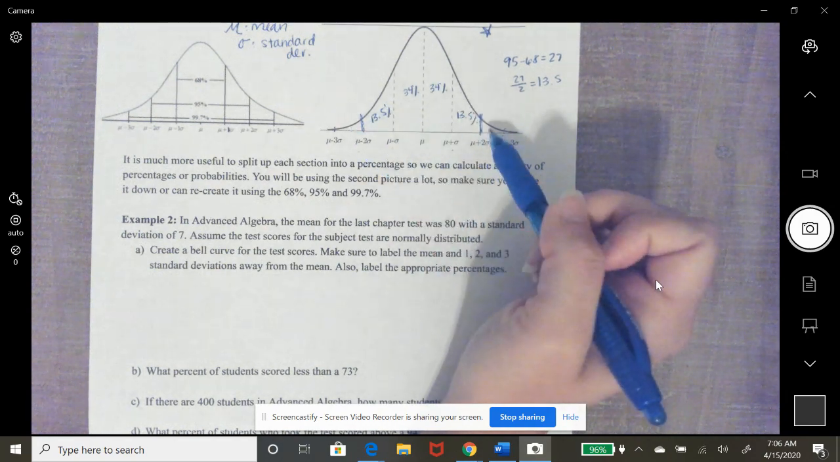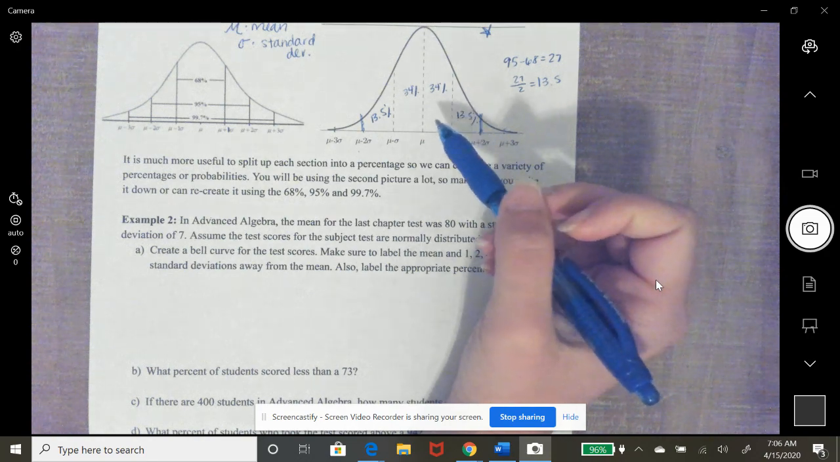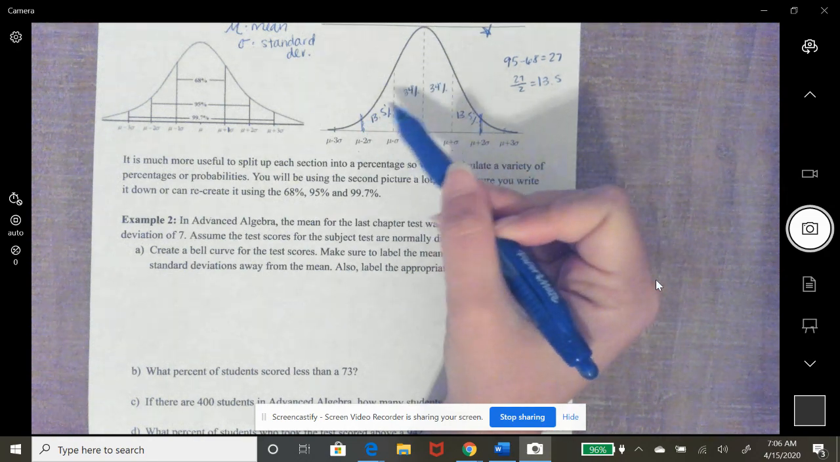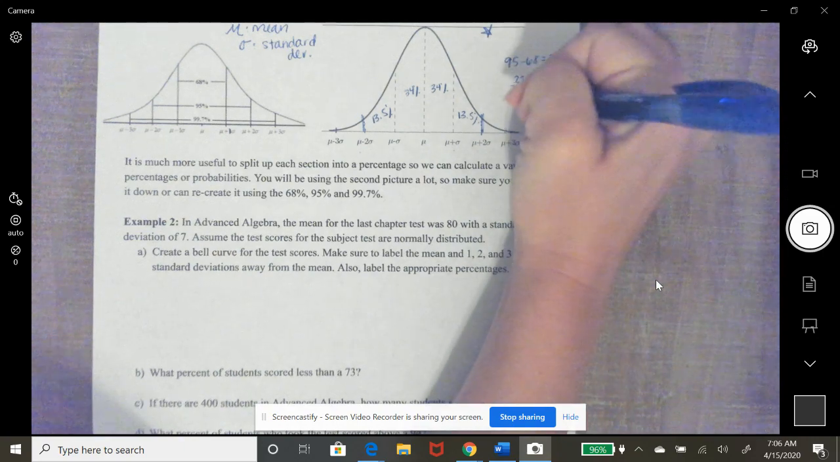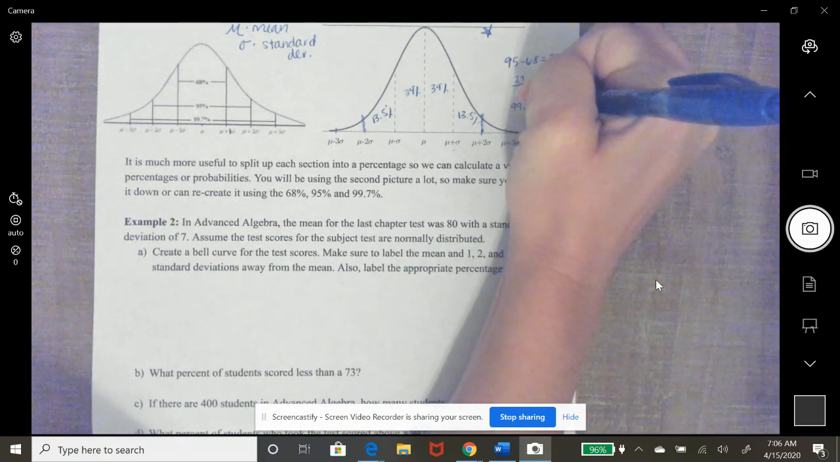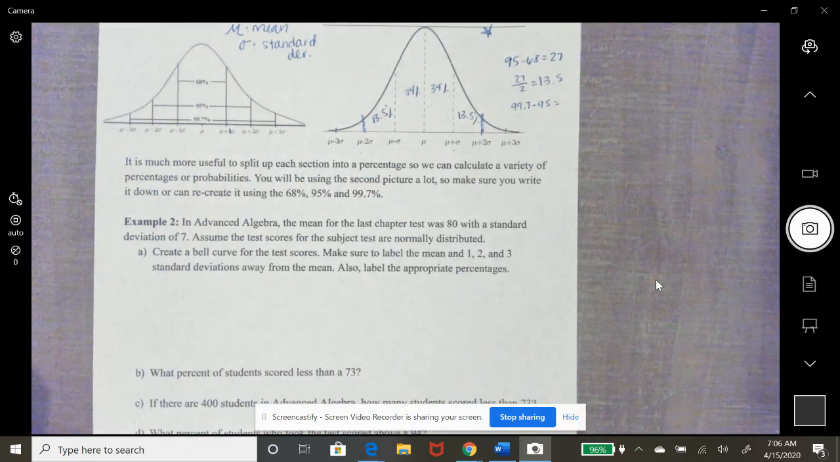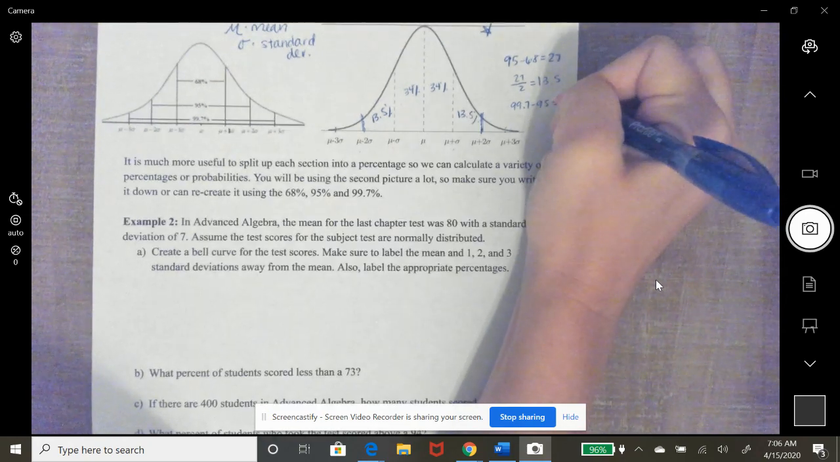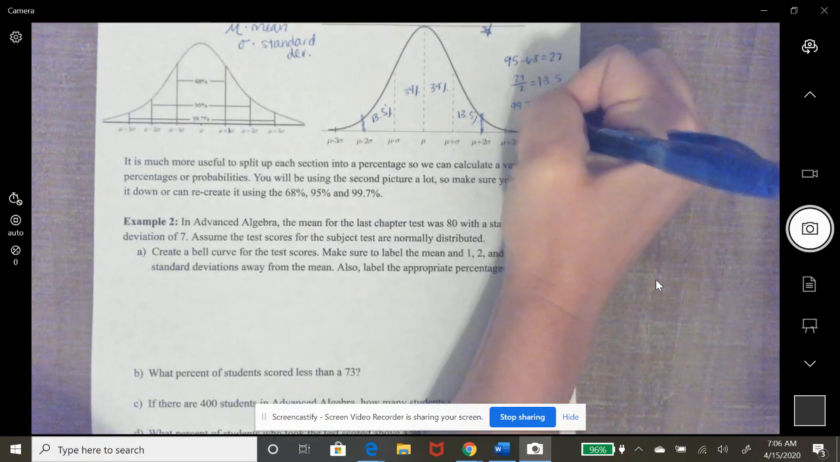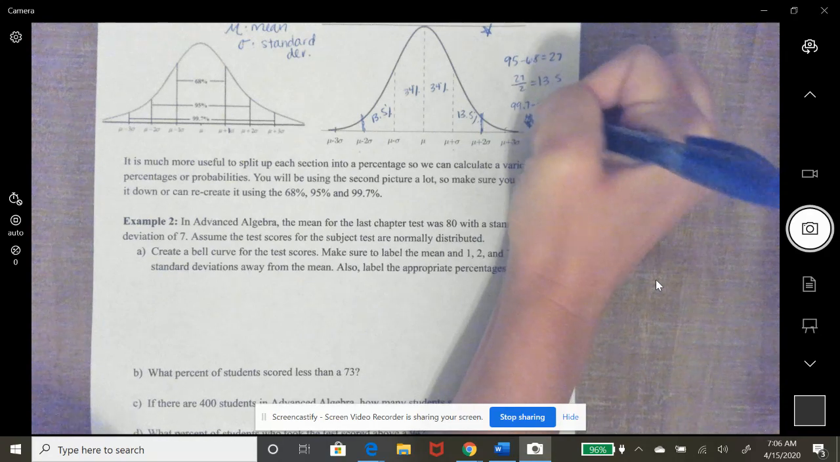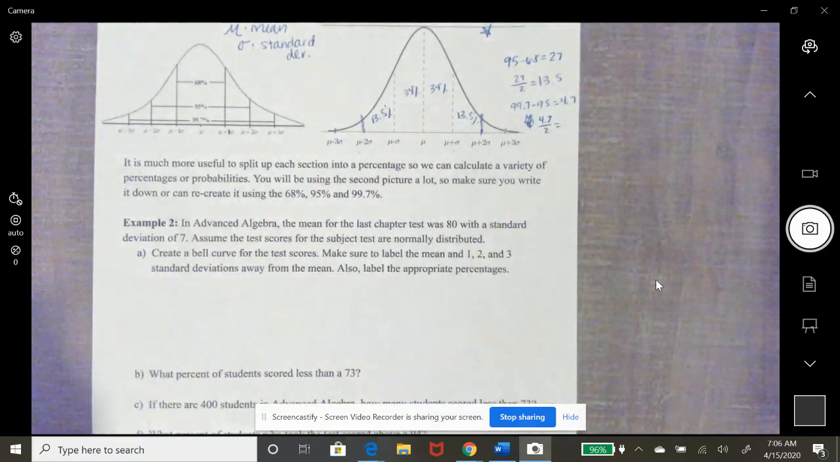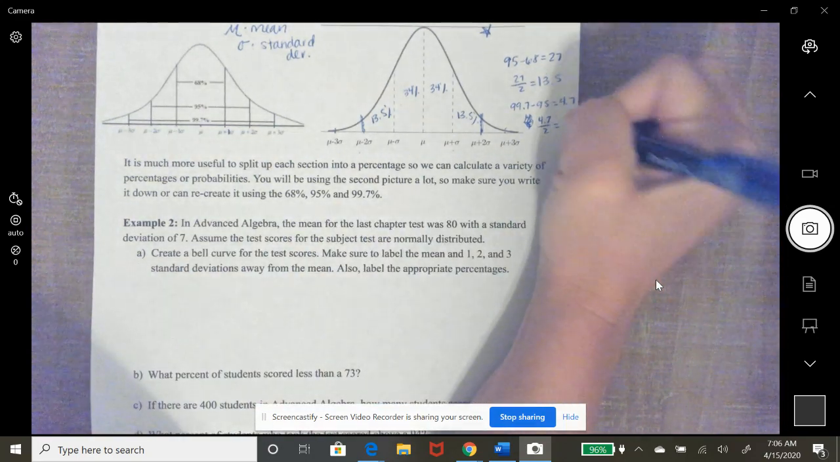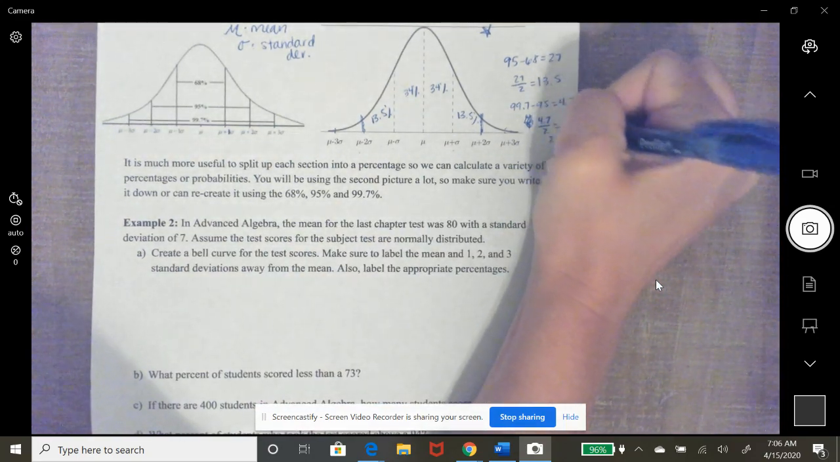3 standard deviations is 99.7. So we already have 95% right here. So 99.7 minus 95 gives me 4.7. And then I'm dividing that by 2, because it's going to be equal on both sides. And that gives me 2.35%.